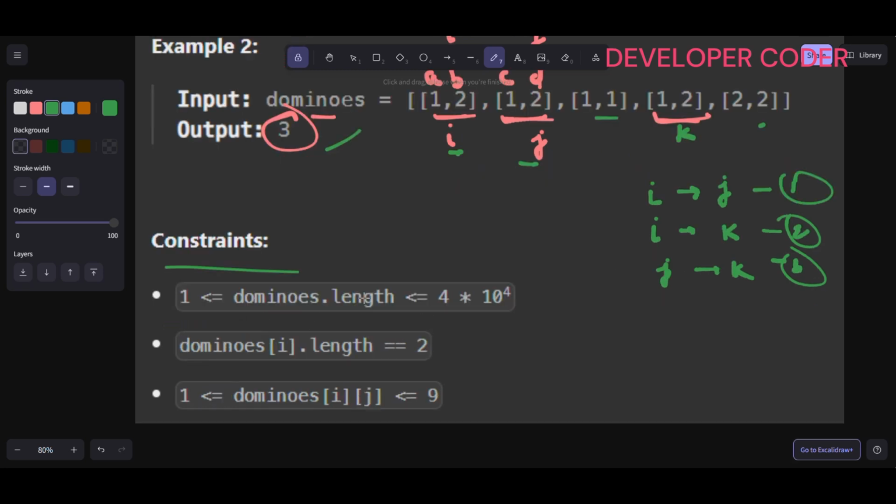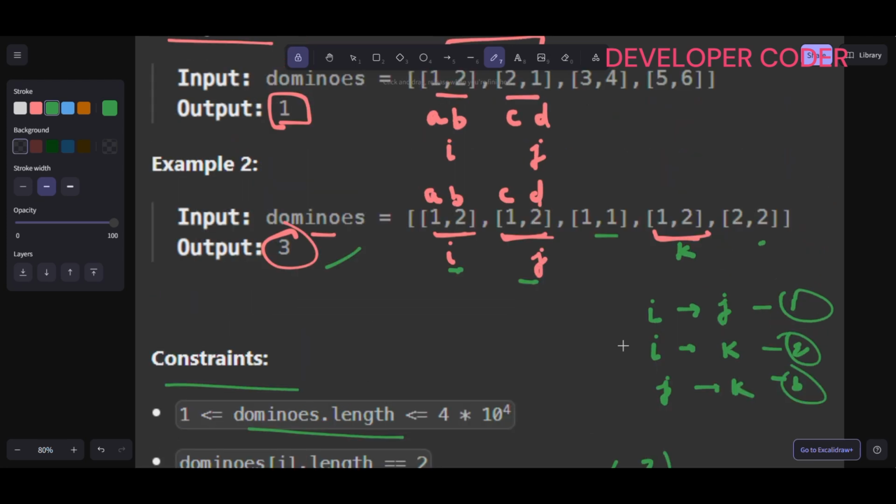So now see the constraint size. Constraint size is very large. So definitely it is not possible to solve this problem in O(n squared) time complexity. Like if I fix my i here and then I check this, then this, then this, then this, next time I move my i to this position, then start again, j here, j here, j here.